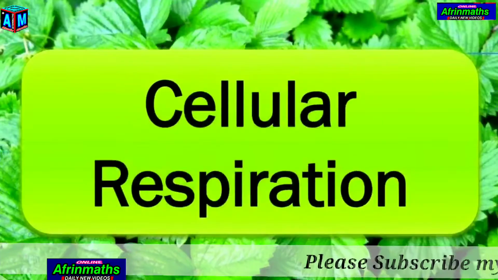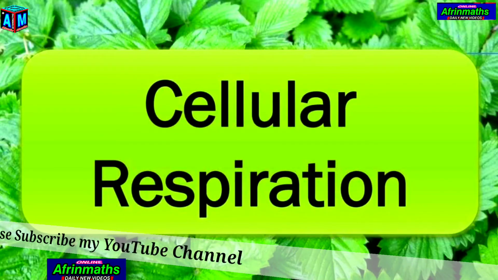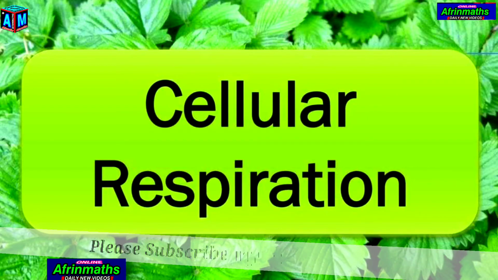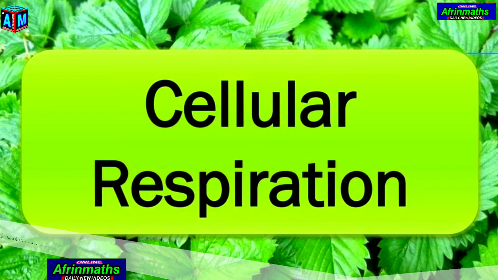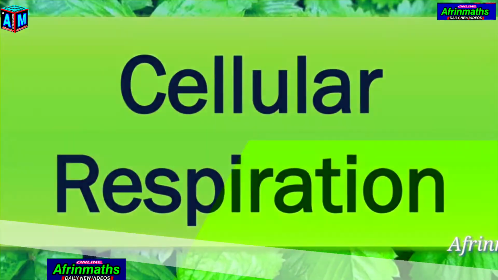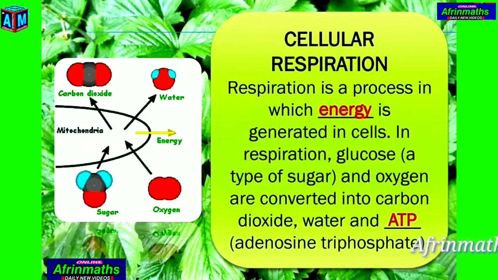Well, now let us learn about cellular respiration in a plant, or in the whole plant family. We can say that cellular respiration in a plant is a process in which energy is generated in the cell. In respiration, glucose, a type of sugar, and oxygen are converted into carbon dioxide, water, and ATP, where ATP is adenosine triphosphate.